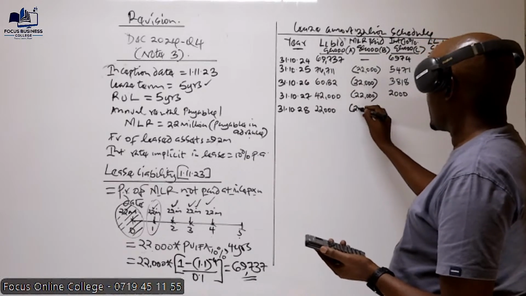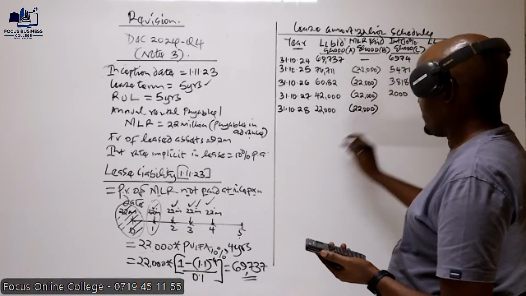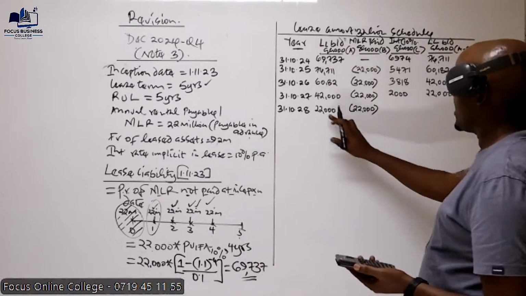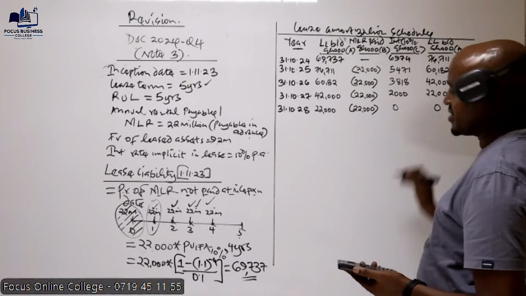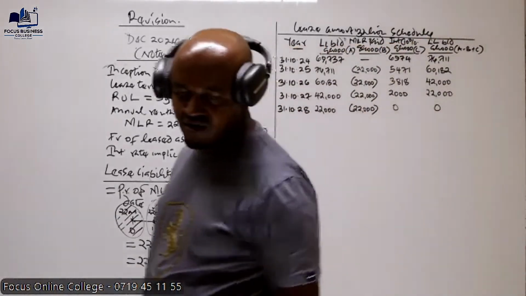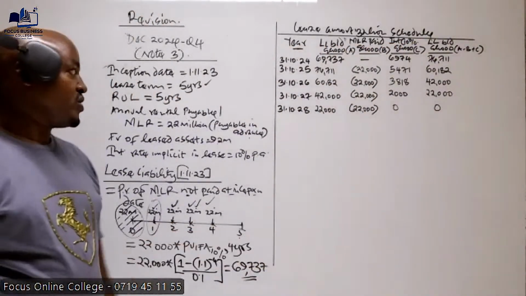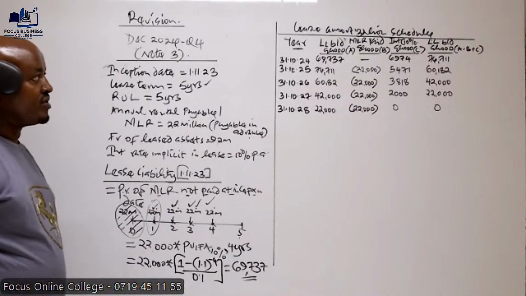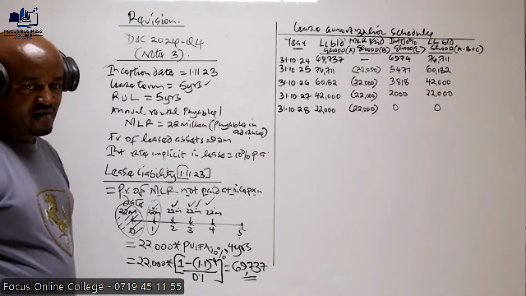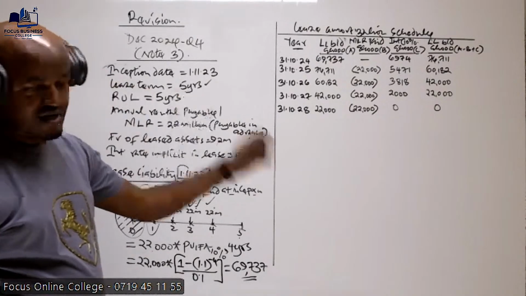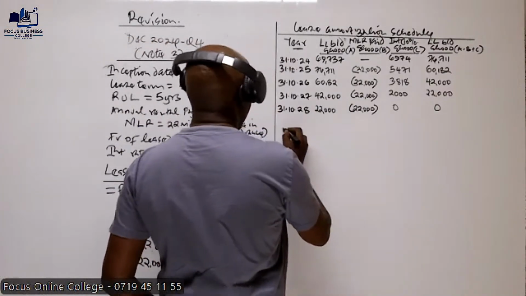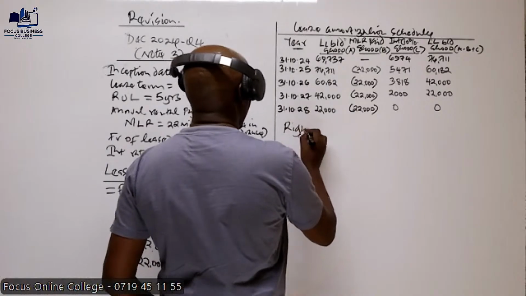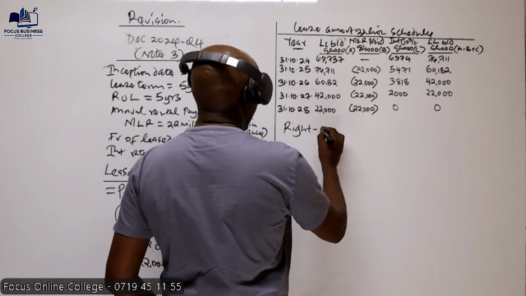And then I less the amount which was paid at the start of year 5, this one, 22. And basically this minus that will give us 0, no interest. And equally, the lease liability at the end of year 5 is 0. So we have amortized our lease liability.